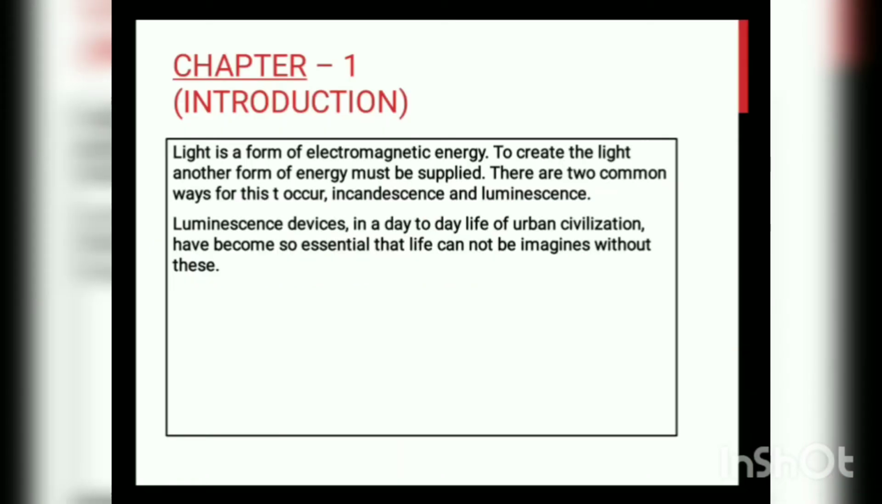Hello everyone, my name is Sonal Mishra and my project topic is Structural and Photoluminescence Study of Pb bis 8-hydroxyquinoline cadmium. Chapter number 1, Introduction.